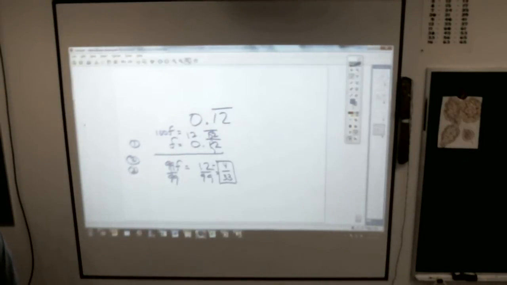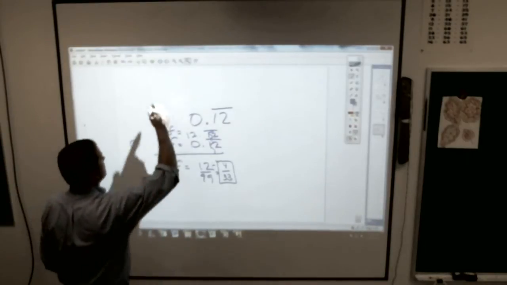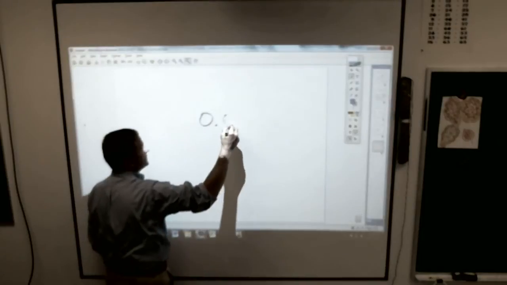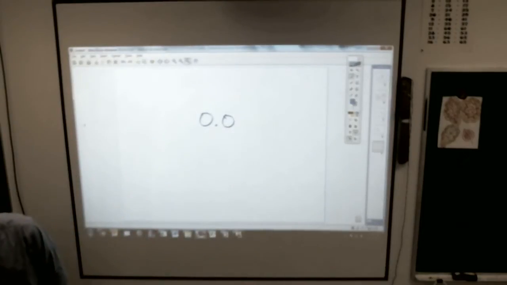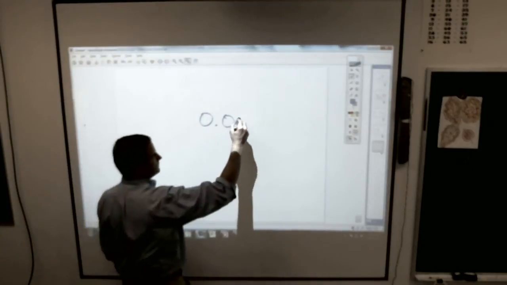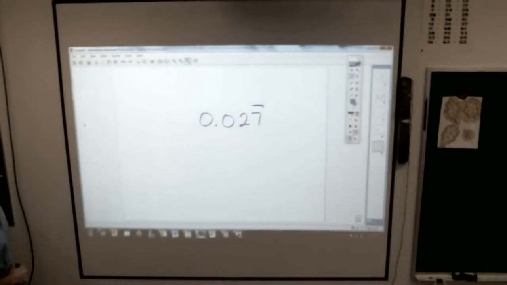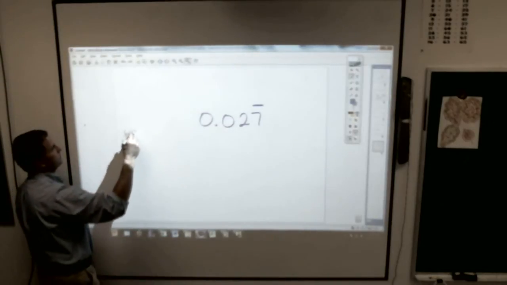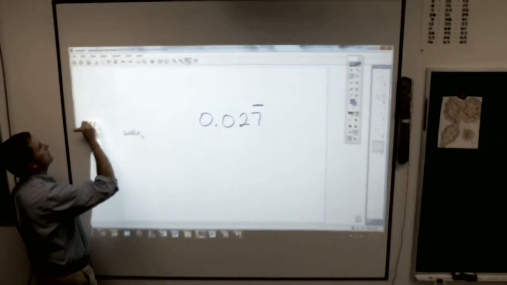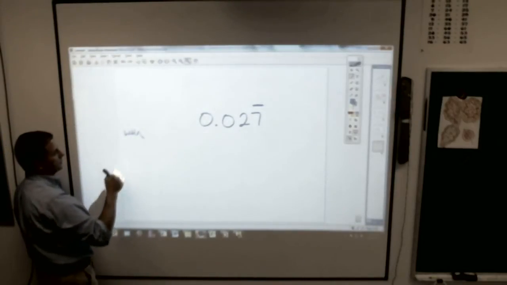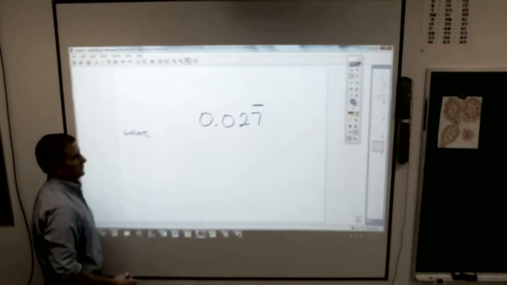I want a hard one. Sure, let me give you one to try. How about this one? This one's going to be a tough one. 0.027 with the 7 as the repeater. What fraction would that be? I'll give you a second to try that on your own.